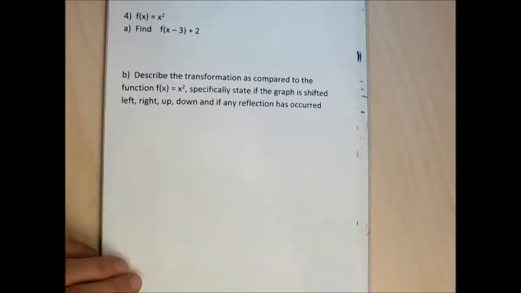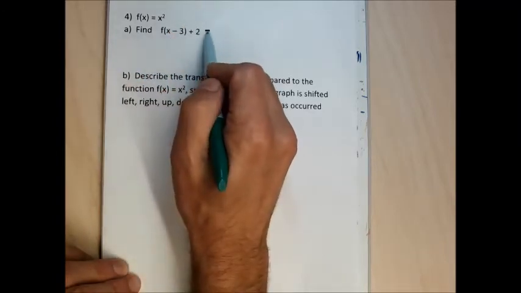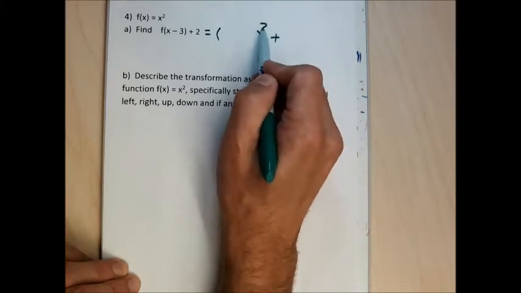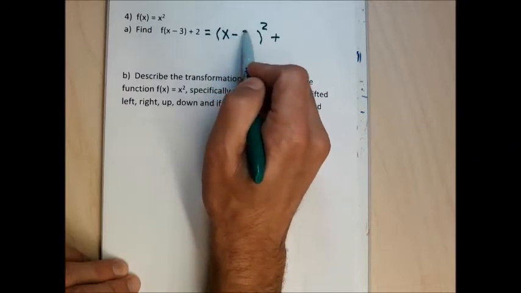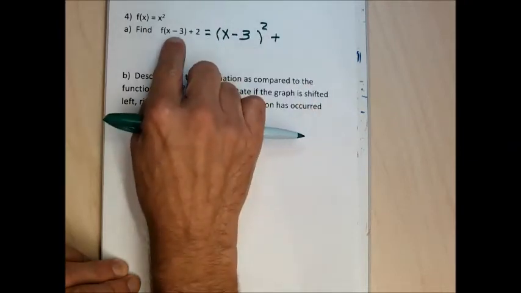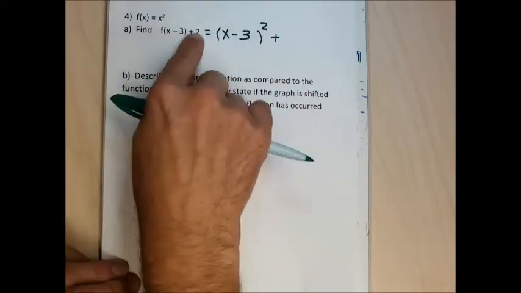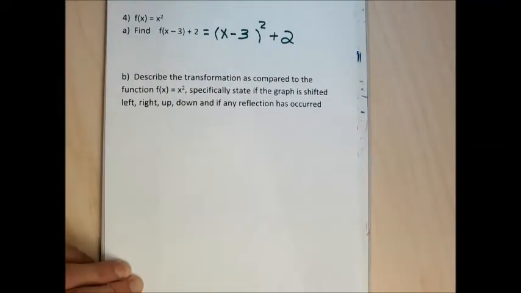Question 4 really is just a problem that could have been written, and I think it was written in the chapter 2 test. It gives me a function, f of x equals x squared, and it first wants me to find f of x minus 3 plus 2. Super easy to do that. To do f of x minus 3 plus 2, when f of x is x squared, I create a function. The x minus 3 is going to be in a parentheses with a square outside of it because the original function has an x squared, and the plus 2 is going to go after the function. That's all there is to do for part A of number 4.